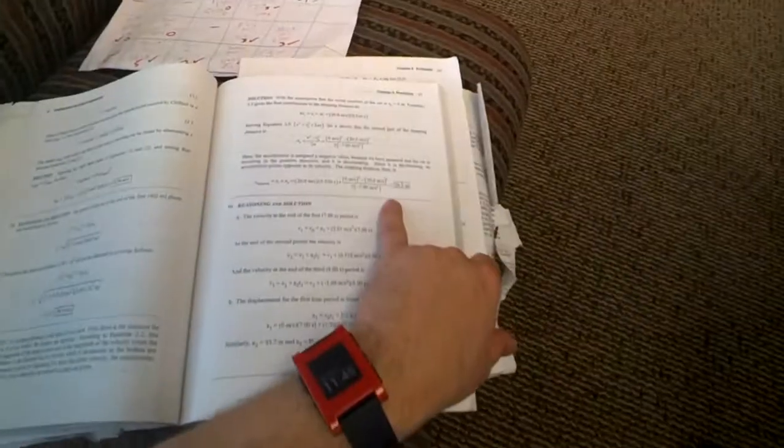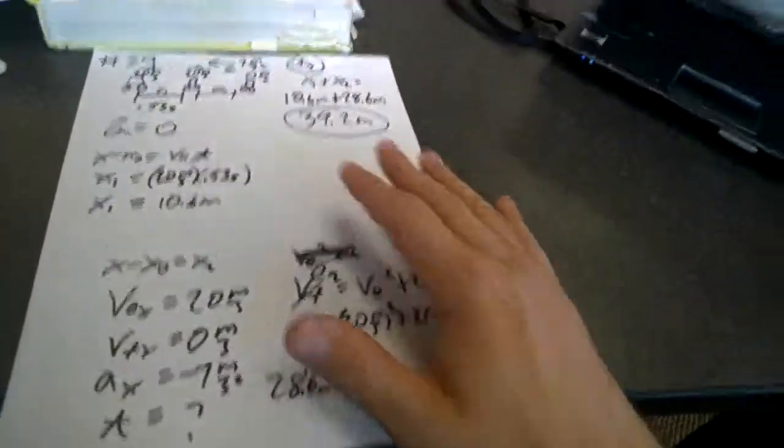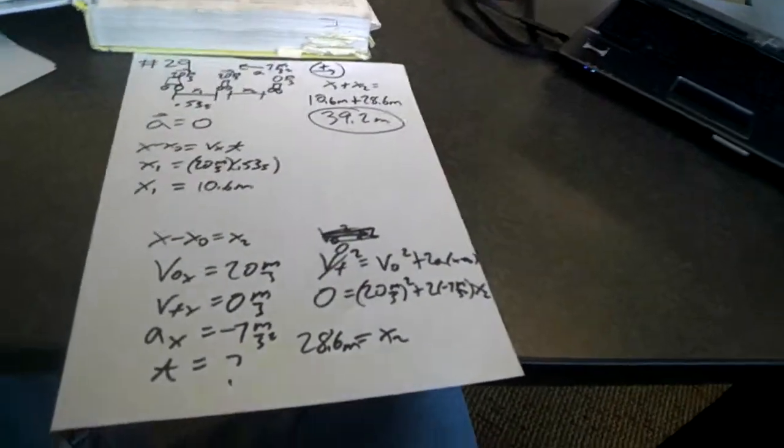And that's it for problem 29. Just want to check the key real quick, make sure we've got something close. They got 39.2 as well, so we are good to go. If this wasn't clear, feel free to watch again or stop by after school and we can go through it a little bit slower.